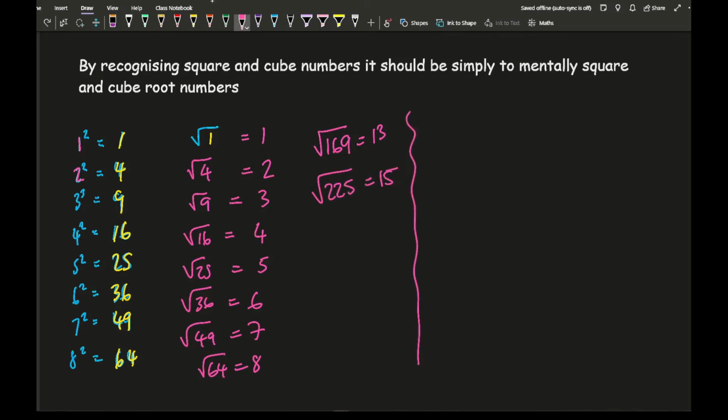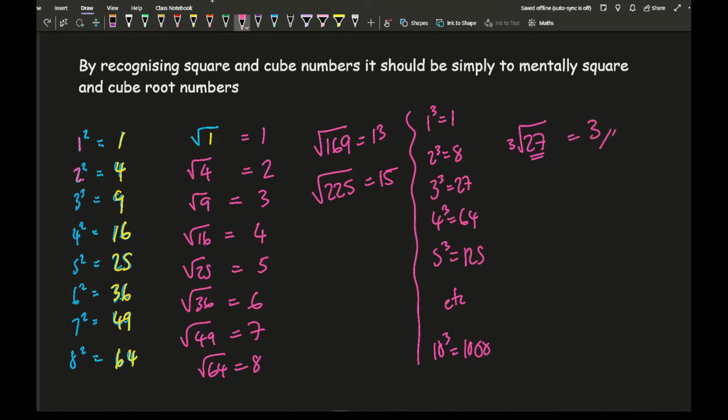Now when we start moving into cube numbers, again remember 1 cubed is 1, 2 cubed is 8, 3 cubed is 27, 4 cubed is 64, 5 cubed is 125, etc. And then we move down to 10 cubed, which is 1000. So if you then had, let's say, the cube root of 27, you should recognize that 27 is a cube number. What do you have to cube to get 27? Well, that's going to be 3. The cube root of 125, or what number cubed gives you 125? Well, that's going to be 5. What's the cube root of 1000? Well, that's going to be 10.